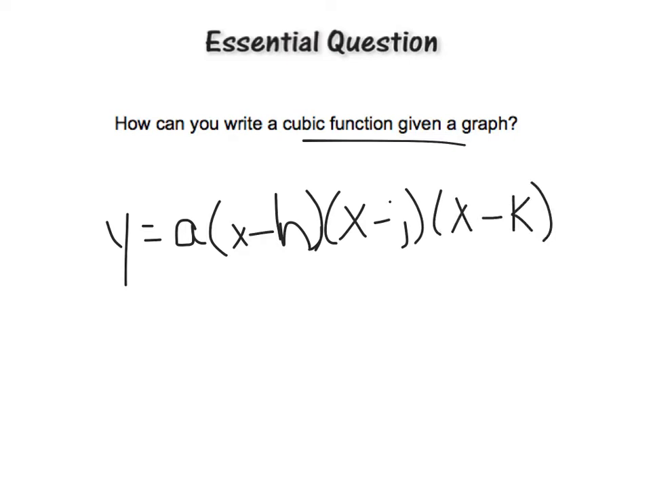So if you notice, since it's a cubic function, we have three factors being multiplied together. And in this case also h, j, and k are all the x-intercepts. So h, j, and k are all the x-intercepts.